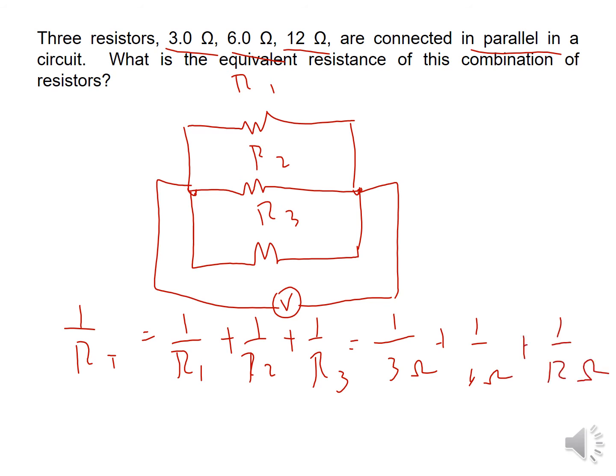This is equal to 1 over 3 plus 1 over 6 plus 1 over 12. So the answer here is 7 over 12. So 1 over R total is equal to 7 over 12. We're looking for R total, so therefore we need to get the reciprocal. This is equal to 1 point.